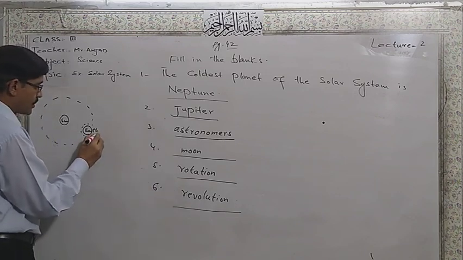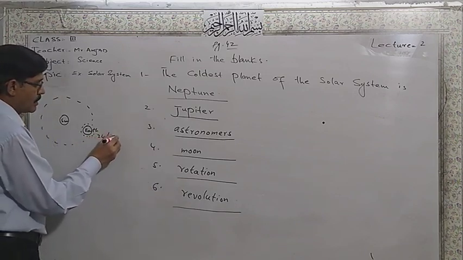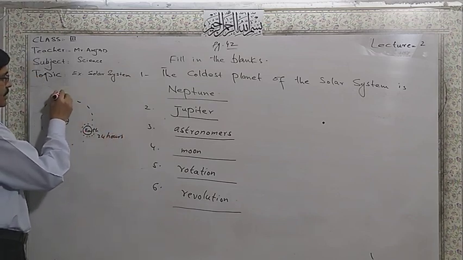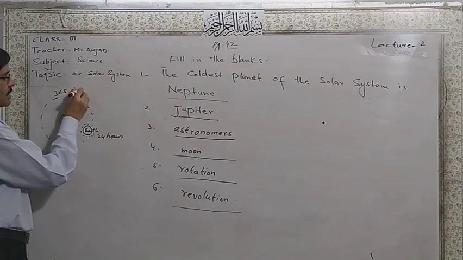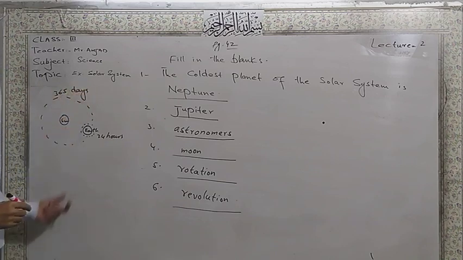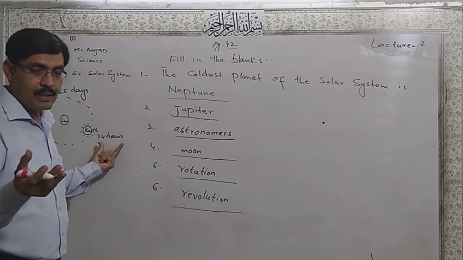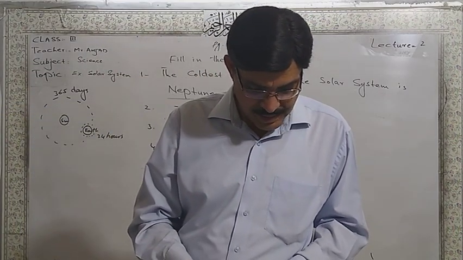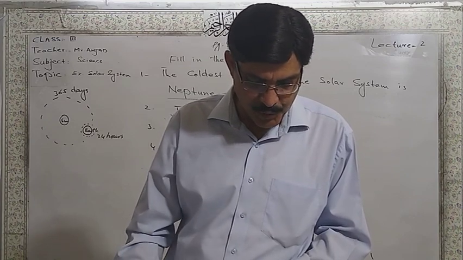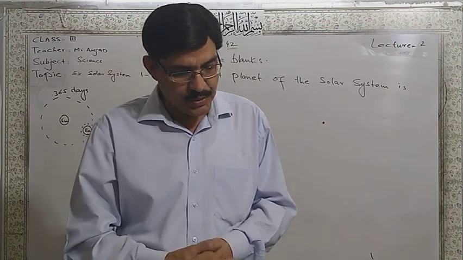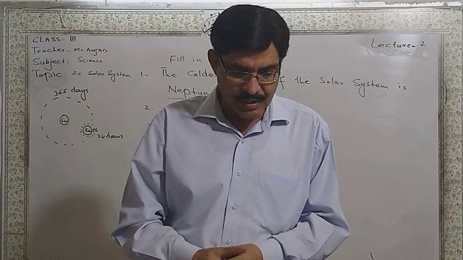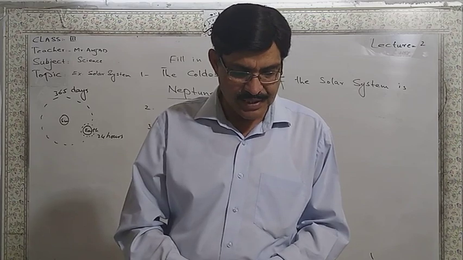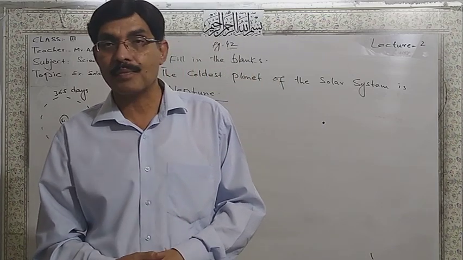In rotation, it takes 24 hours, and in revolution, it takes 365 days to complete its circle around the sun. Okay, boys, section C: compare Mercury with Neptune. How long do they each take to complete one orbit around the sun? How do they differ in size, temperature, and in their distance from the sun?